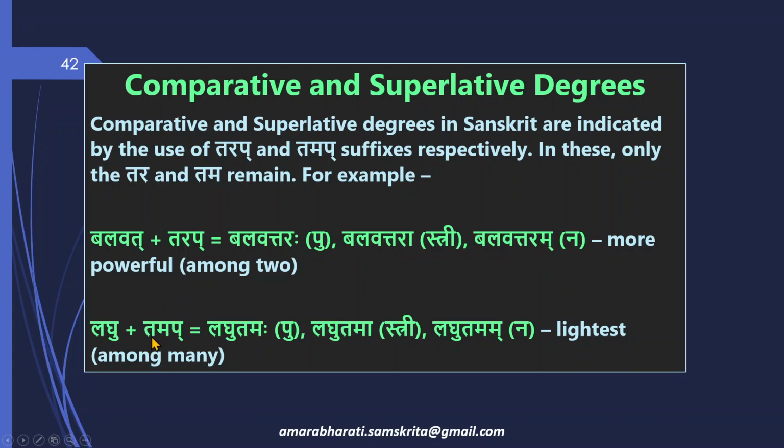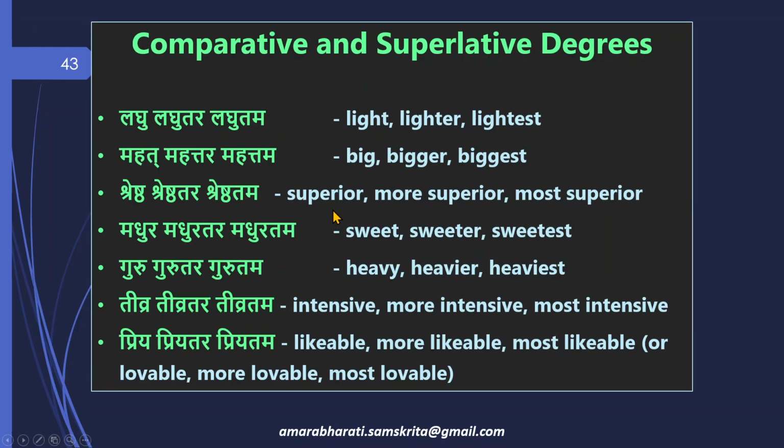Laghu plus tamap is superior degree. Balavattara is comparative degree. Laghu tama is superior degree. When you have the tama suffix, tara is comparative, tama is superlative. Laghu plus tamap is laghu tamaha in pullinga, laghu tama in strilinga, and laghu tamam in napumsakalinga, means lightest among many, like that. We go further.